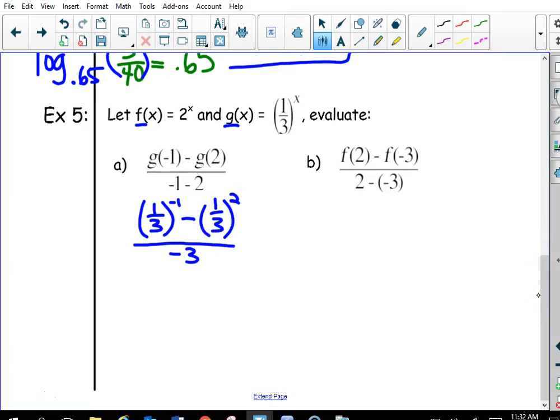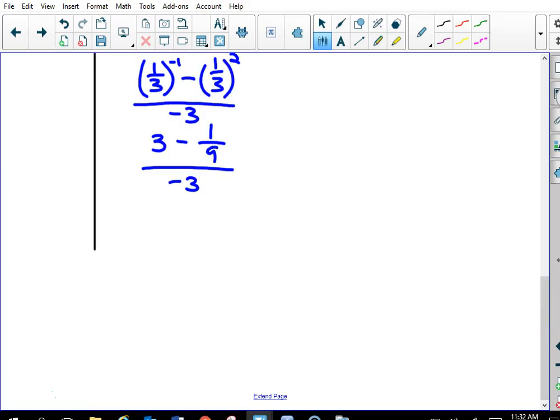Okay, now we've got some nasty fraction work to do in the numerator. Now, 1/3 to the -1, I'm going to flip that fraction, and it's just going to be 3 over 1, but I'm going to write it as 3. And then 1/3 squared is 1 over 9, and that's still all over -3. And it's expected that you simplify this fraction.